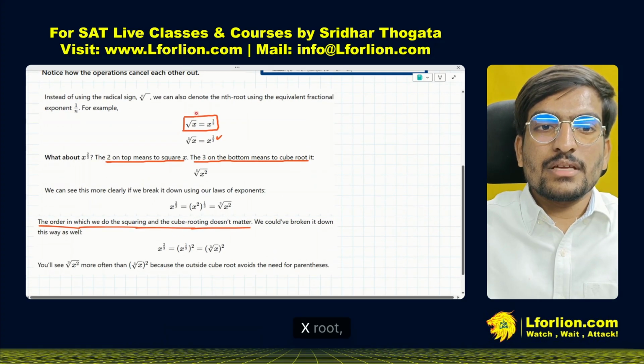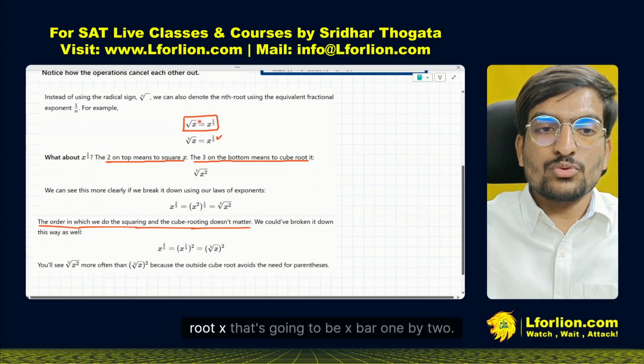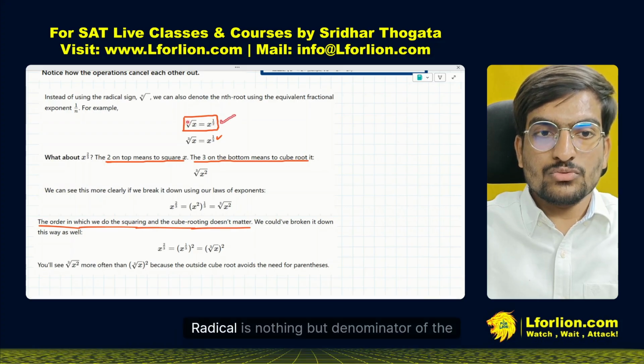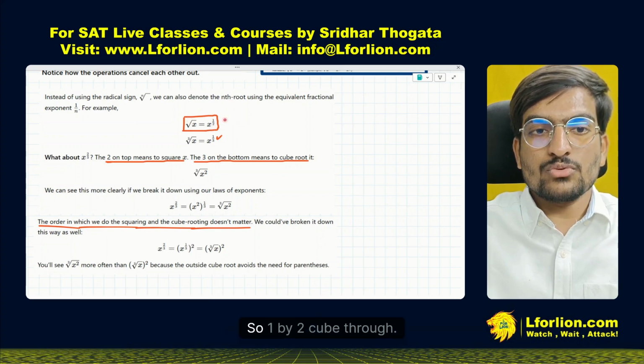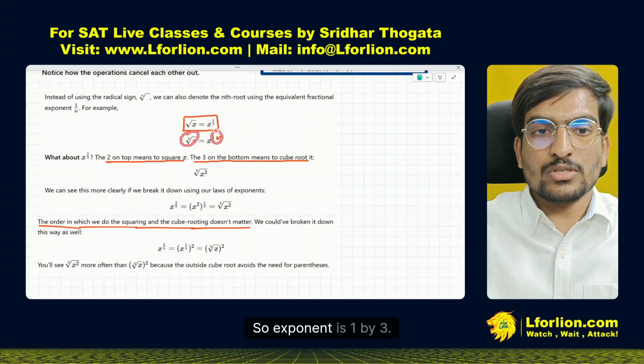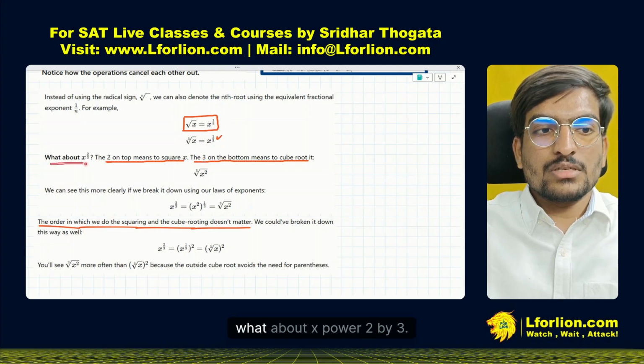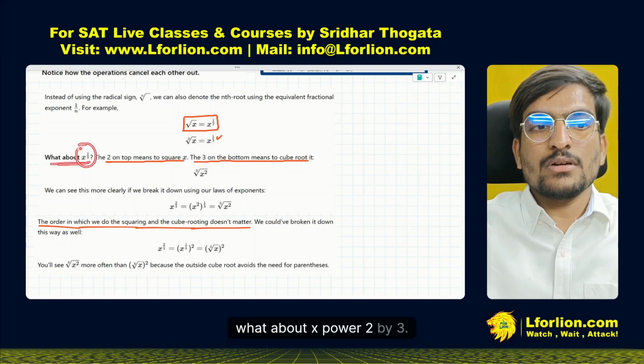Now here, root x, that's going to be x power 1 by 2. The radical is nothing but the denominator of the exponent. So here nothing is written, so we call it the square root, so 1 by 2. Cube root, so the exponent is 1 by 3. So let's see, what about x power 2 by 3?